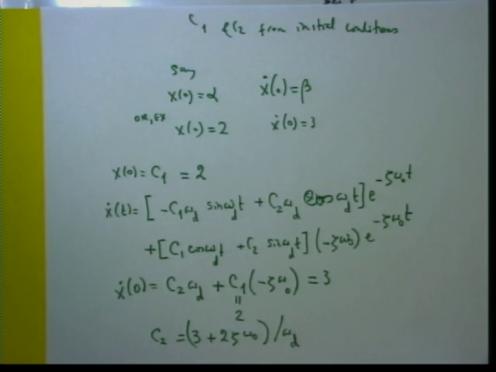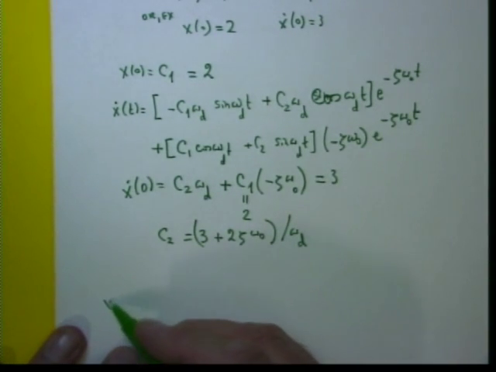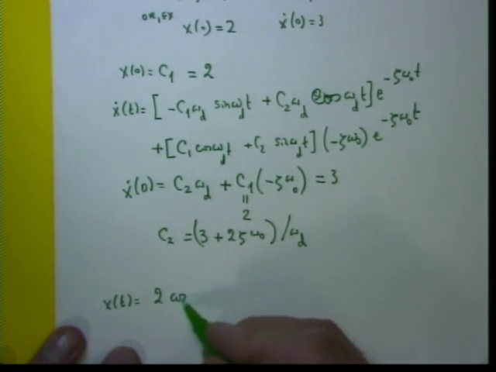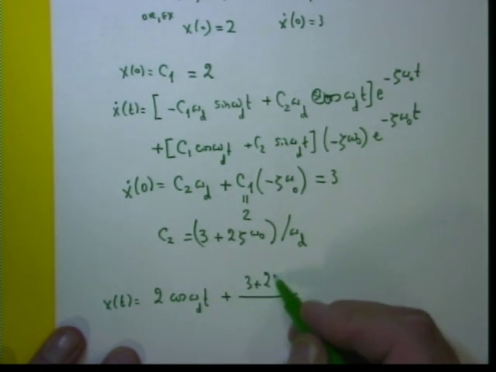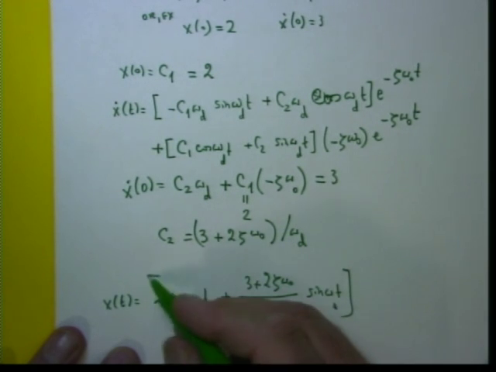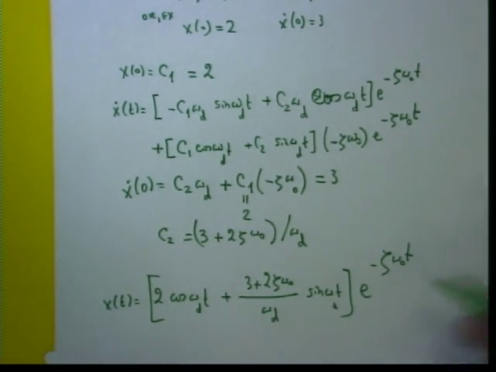So as we see, I can write at the very end that x of t equals, let me write down in this C1, so C1 equals 2: 2 cosine omega dt plus C2, 3 plus 2 zeta omega sub 0 over omega d, sine omega dt, in power minus zeta omega 0 t. So I finish. Then I put it in the computer and I plot various curves. It's very simple.